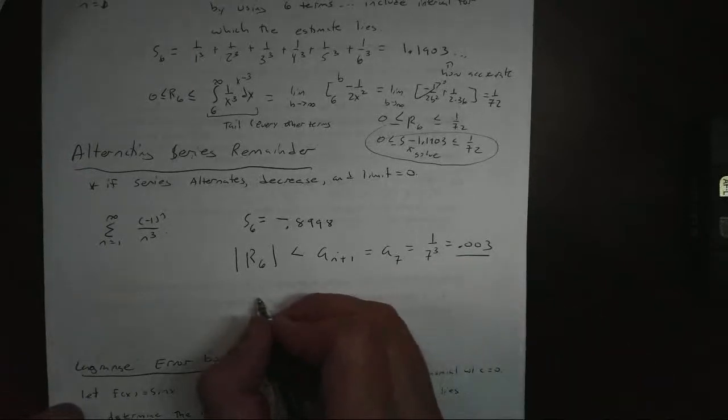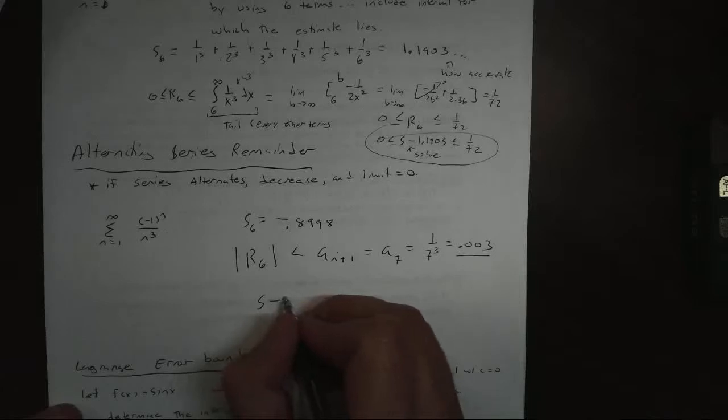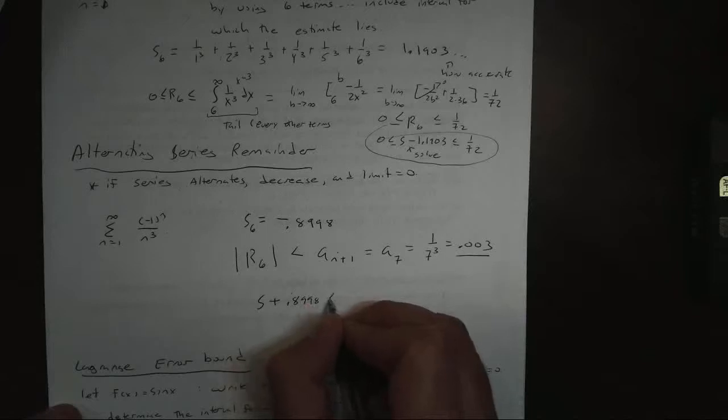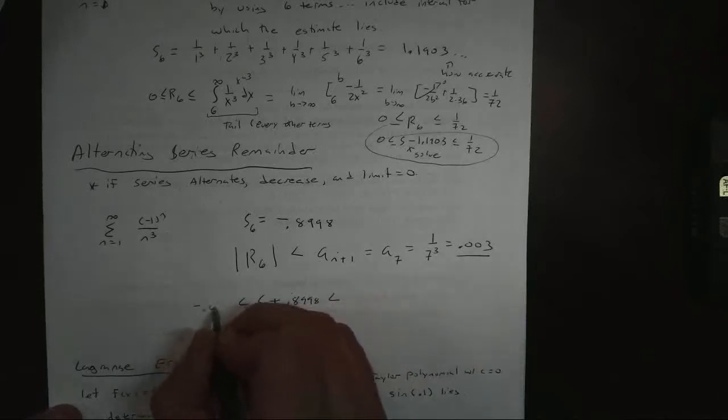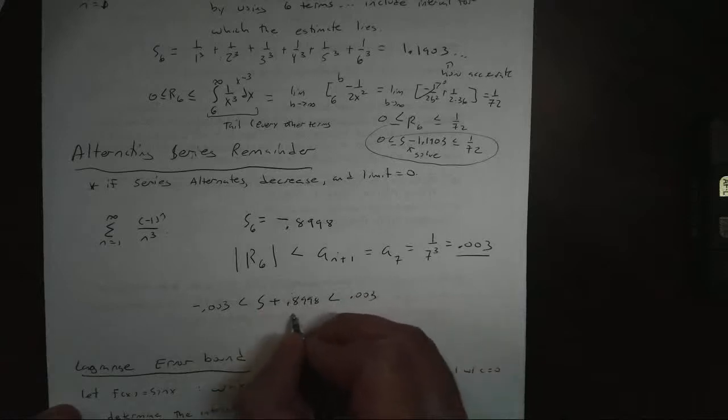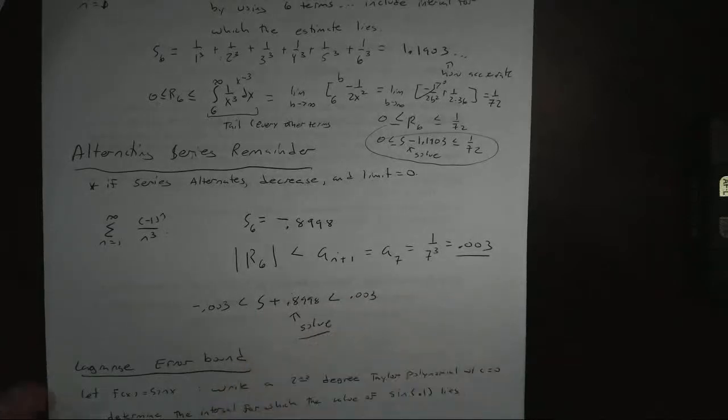So to get my sum here, it's going to be s minus the approximate, which is this, becomes this. What's that? Negative, so that becomes a positive 0.8998, has to be between negative 0.003 and positive 0.003. And again, I would solve this.